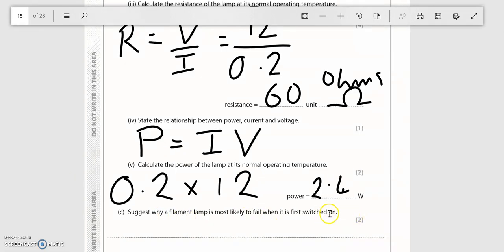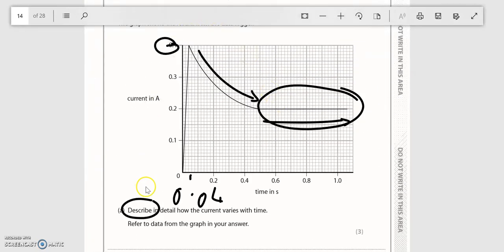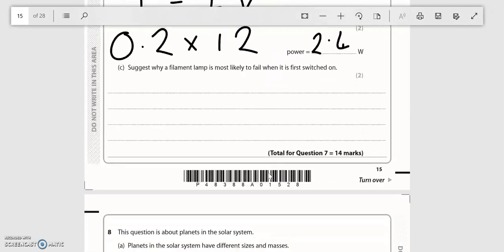This one is the only hard question really. Suggest why a filament lamp is most likely to fail when it's first switched on. Now filament lamps fail because the wire inside them melts. And it's going to do that when it first gets hot. So at the beginning, when the current is very high, the filament lamp is going to be very hot, and that's why it's most likely to fail at the beginning.